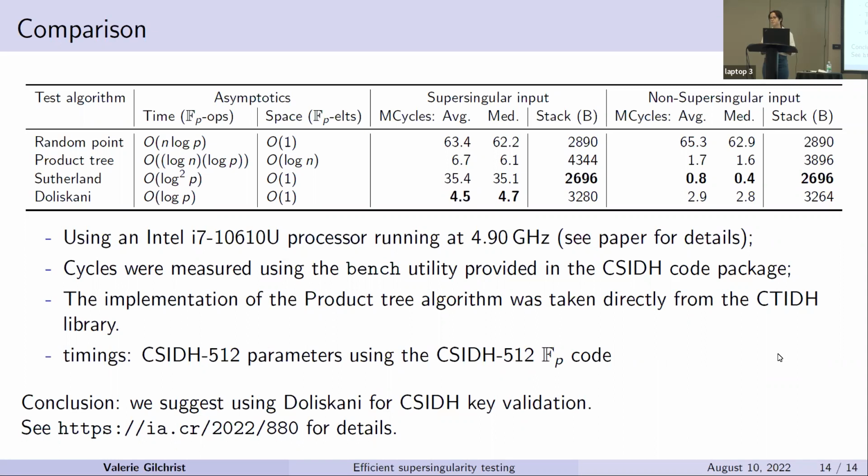Oh, okay. So the original algorithm only applies to curves over Fp. Yeah, as we implemented it, it's only for Fp. Okay. But it would be interesting work to see it done for Fp squared as well. Thanks.